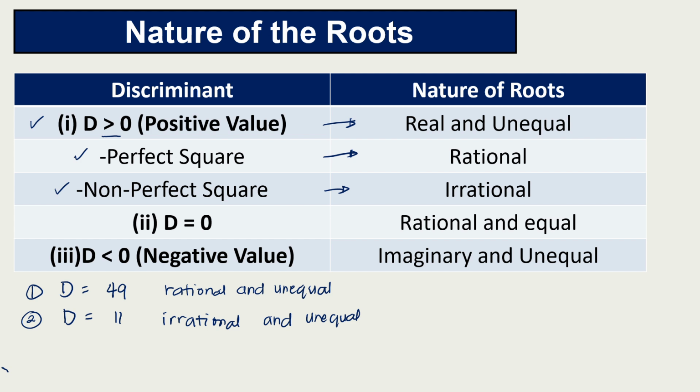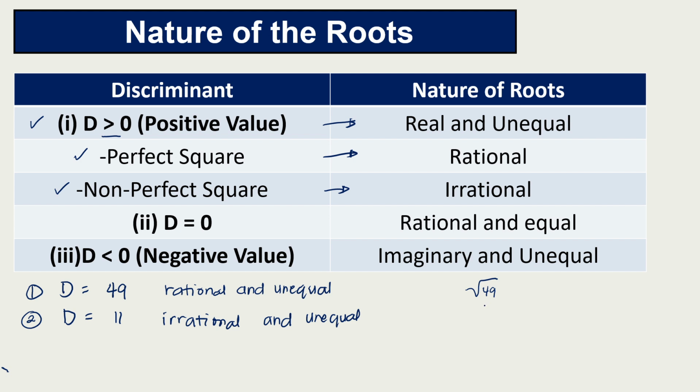Maybe some of you will ask why is it rational or irrational? Again, by the definition of the discriminant, it is the expression inside the radical sign of the quadratic formula. So if we will put the discriminant, which is 49, in the square root or in the radical, we have a square root of 49. So meaning, we can get the root of this number.